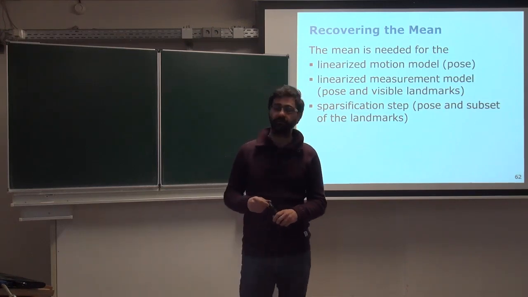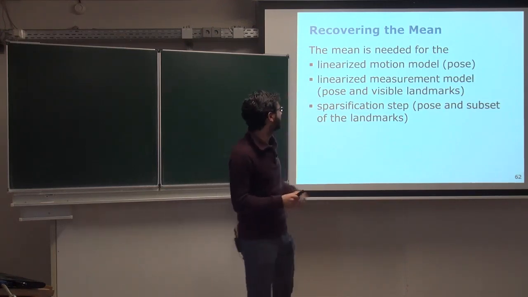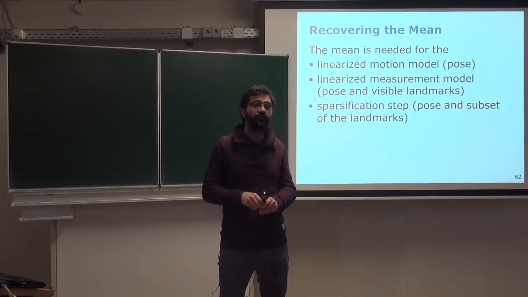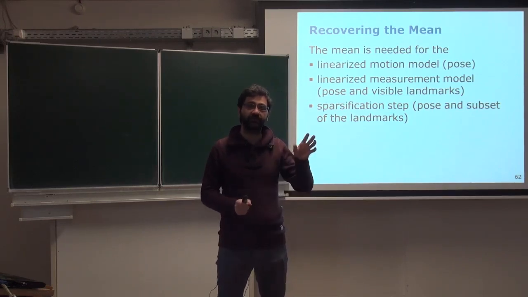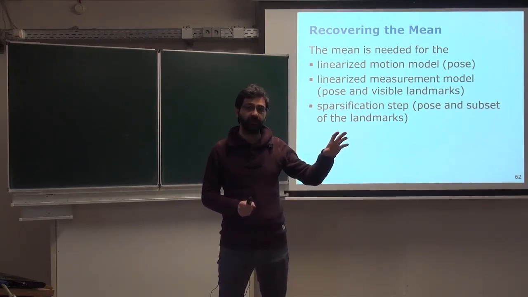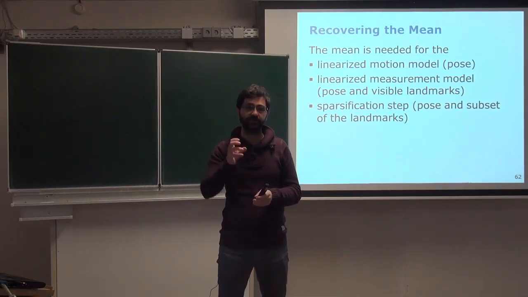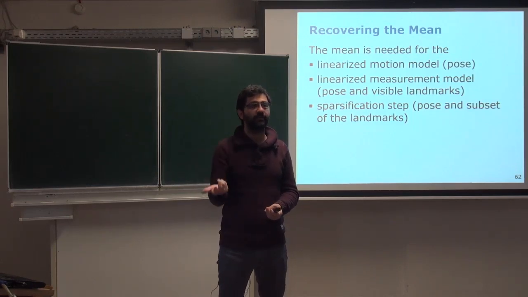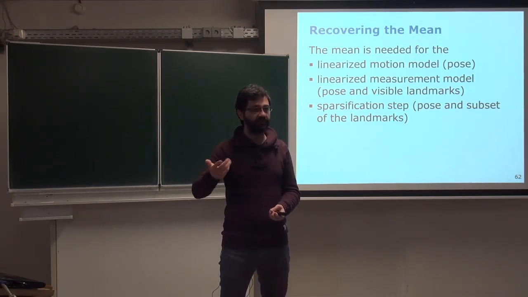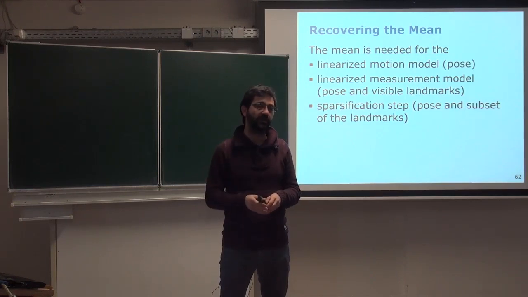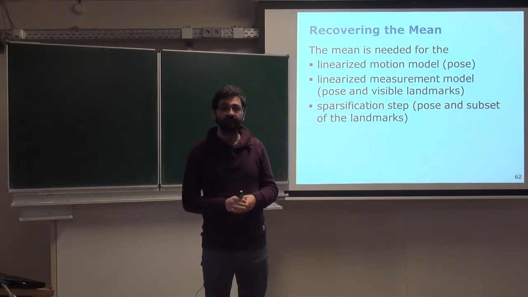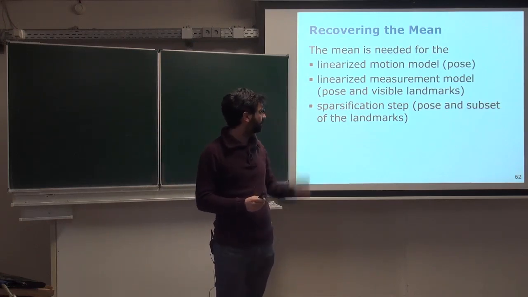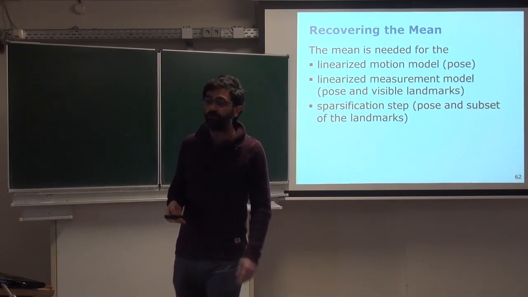The second reason that we want to use it is also for the sparsification step, because we might need it to re-evaluate the approximated information vector that we get. Because we're going to do some operation on the state space, on the random variable, to get an approximate distribution under the model that we are approximating, so cutting a bit of correlations between the various landmarks. And from doing this, we need the mean for getting the new information vector. So how do we recover it?